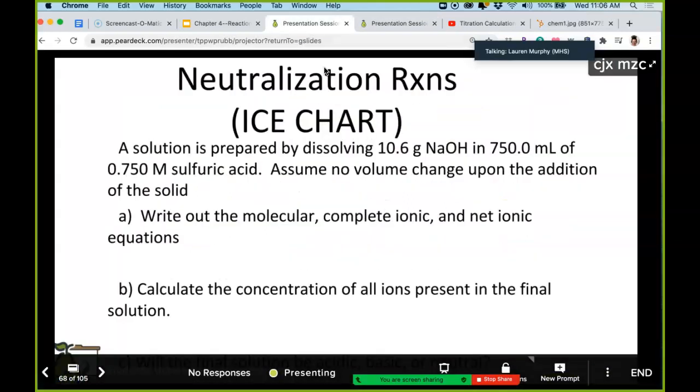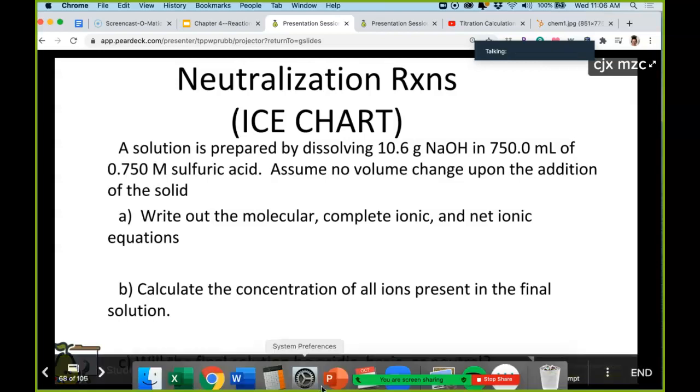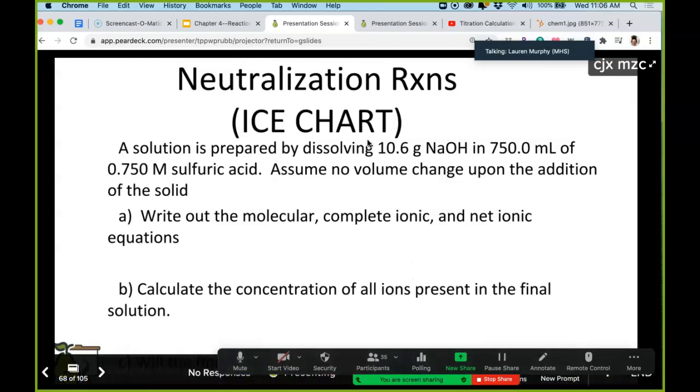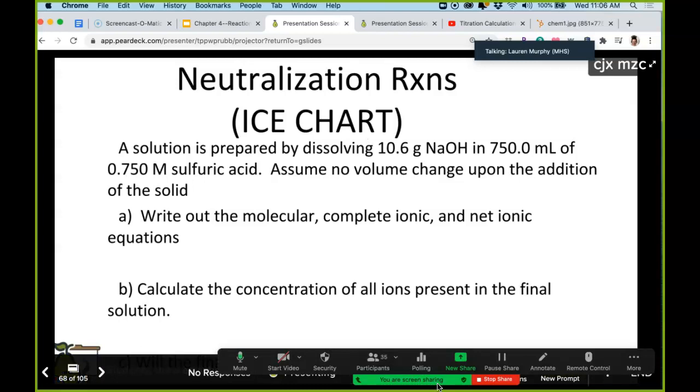Okay, so next problem, and this is where I'm ending. I give you a solution being made with sodium hydroxide, so that's a base, and I'm doing it in sulfuric acid, and you're going to assume the volume doesn't change upon the addition of the solid. So my first question to you is, does this problem involve dilution? Yes or no? Are there any dilutions happening? Is there a change in volume to cause dilution? Yes or no? Anybody?